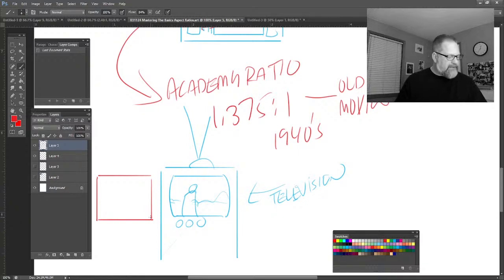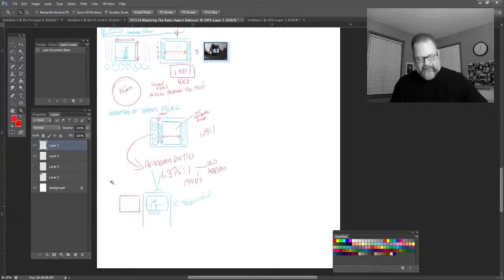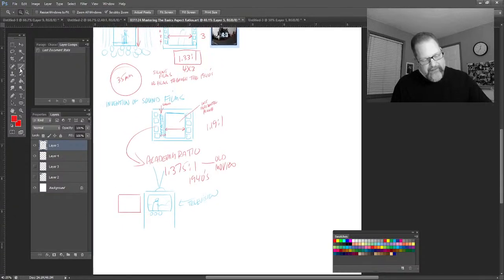So they came up with widescreen. Movies had to compete with television, and cinema had to compete with television, so they had to find ways to go widescreen.